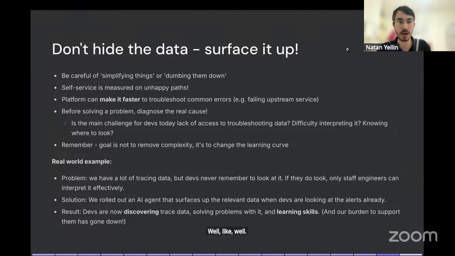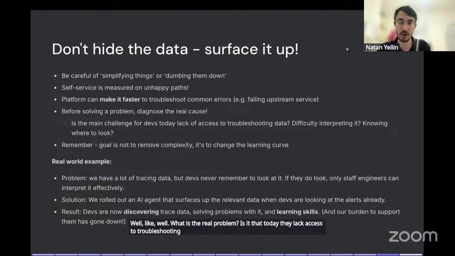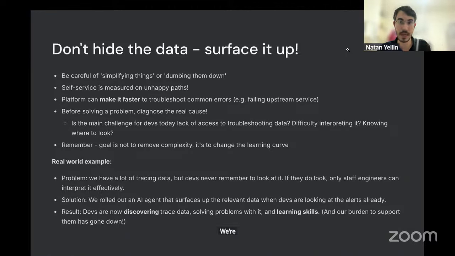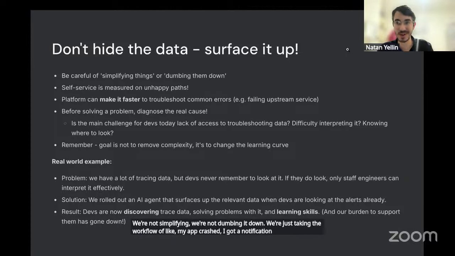what is the real problem? Is it that today they lack access to troubleshooting data? They can't see the pod logs easily. Is it they don't know where to look? Because these are all problems that we can solve, right? We can make it easier for them to find them. We're not simplifying it, we're not dumbing it down. We're just taking the workflow of my app crashed, I got a notification, I want to find the logs. We're making the workflows easier. We're not changing the abstractions.